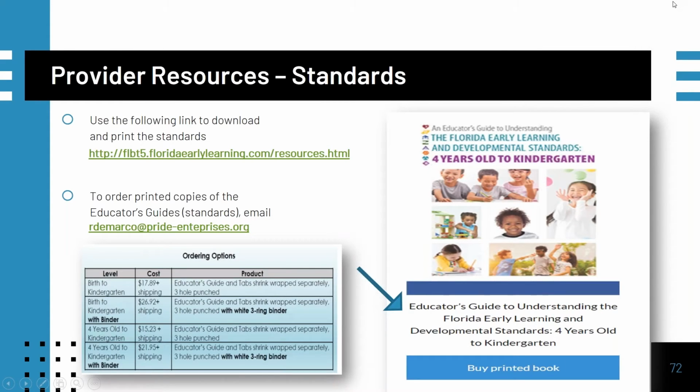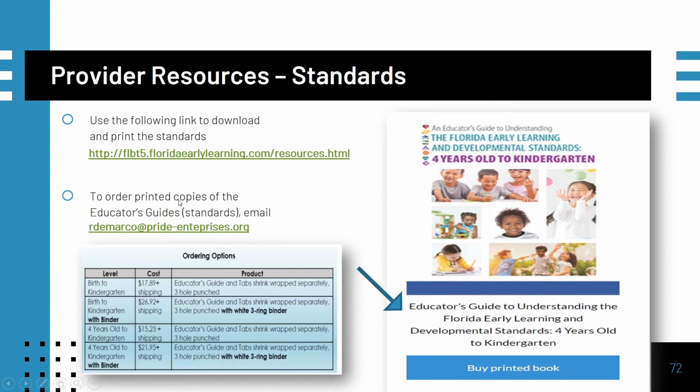So how do you access the standards? You can access the standards in 2 ways. You can either use the following link to download and print the standards. Once you do that, this is going to pop up. You're going to click on Educator's Guide to Understanding the Florida Early Learning and Developmental Standards, 4 years old to kindergarten, and a PDF will open that you'll be able to download and print.